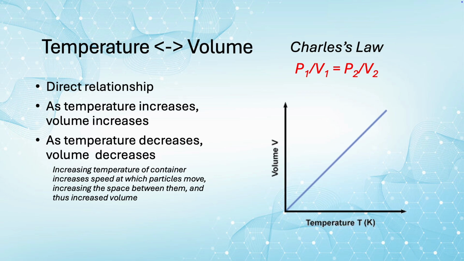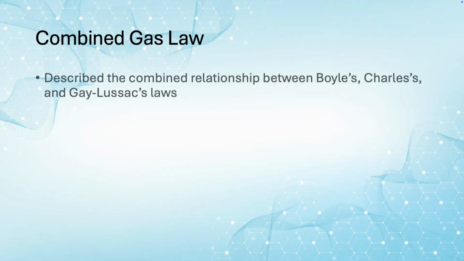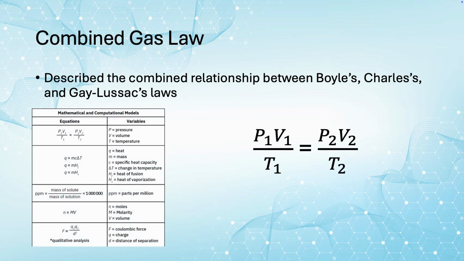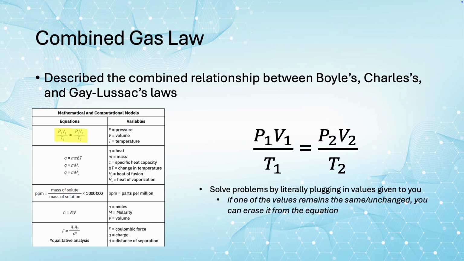You don't have to take the time to remember each law. There's actually one single law given to you on the reference sheet that encompasses all three individual laws. The combined gas law describes the combined relationship between Boyle's, Charles's, and Gay-Lussac's laws. When given all three values, we can solve for a missing value on either the left or the right side just by algebra. It can also help that if one of the values, like pressure, remains unchanged, we can simplify this equation by just erasing it from both sides.